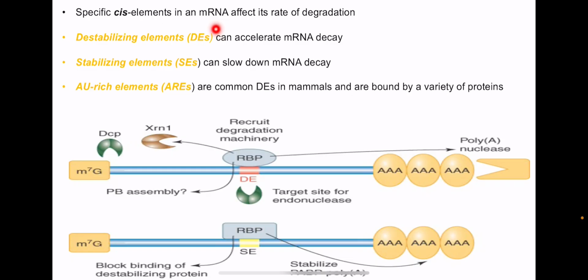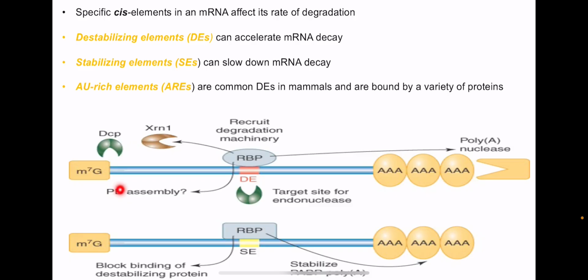So these sequences are cis elements, and they are actually two, but there's a third one that falls under the first one. The first one is the destabilizing element, and the second is the stabilizing element. From their names, you can obviously tell what they do. The third one is AU-rich elements, or AREs, and these fall under the destabilizing elements. So the destabilizing elements are the snitches.